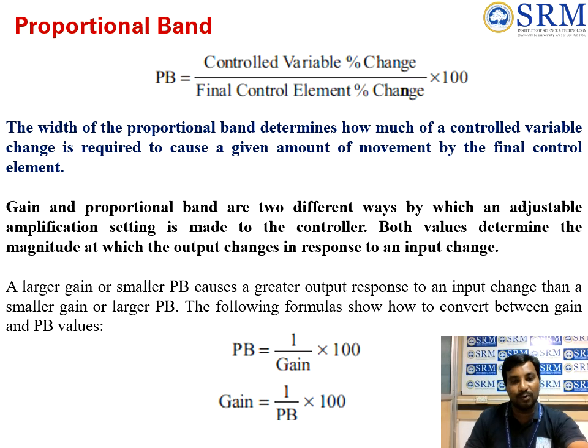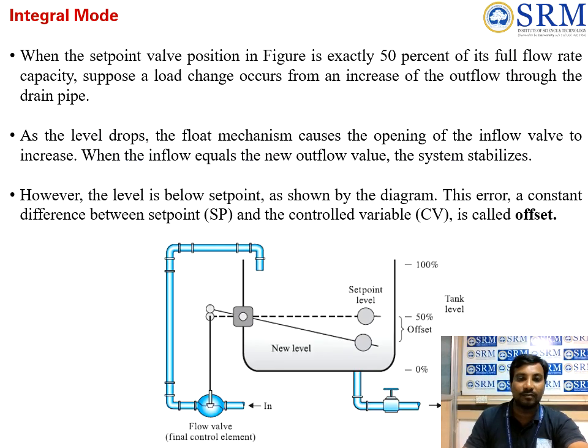Now we look at the proportional band. The width of the proportional band determines how much the controlled variable change is required to cause a given amount of movement by the final control element. So the gain and the proportional band are two different ways by which the adjustable amplification setting is made to the controller. Both values determine the magnitude at which the output changes in response to an input change.